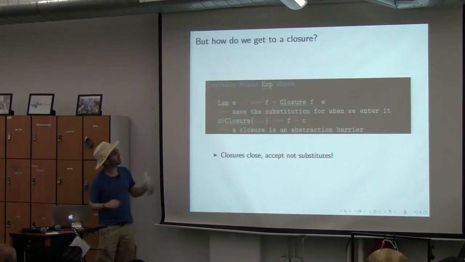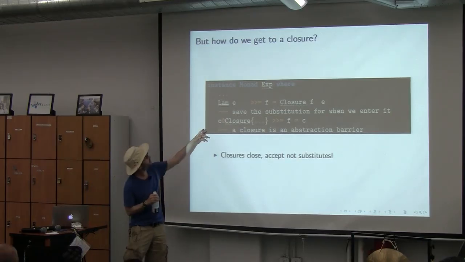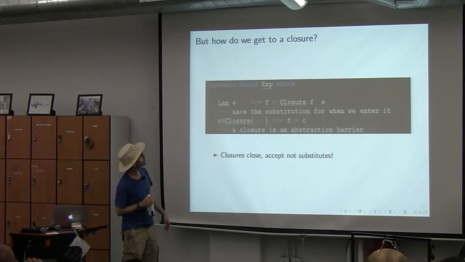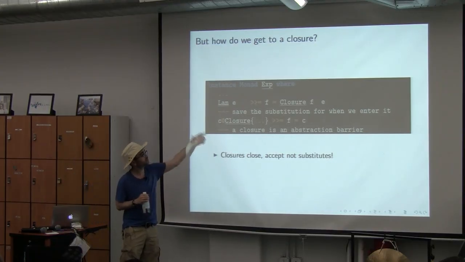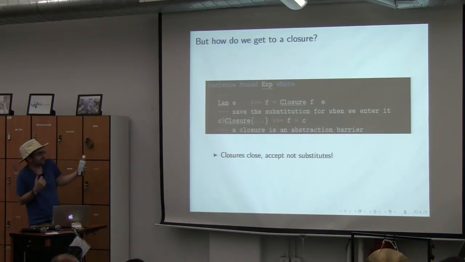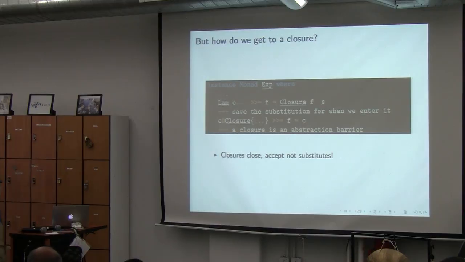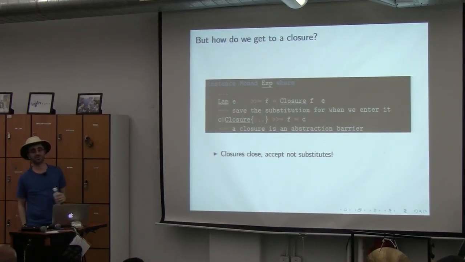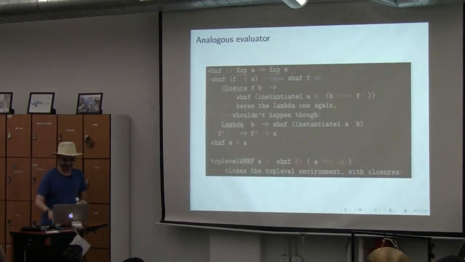So I changed the monadic thing to actually say, when we're doing a substitution, we just turn to a closure. And when we try and do a substitution on a closure, we just return the closure, because it's already closed over. Closures close. They don't accept any substitutes. I was so proud of myself when I came up with that sentence.